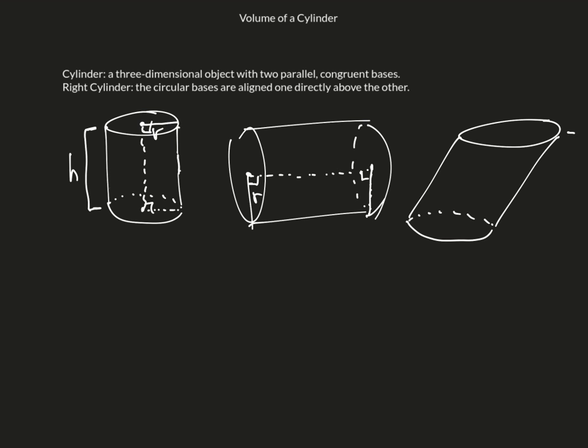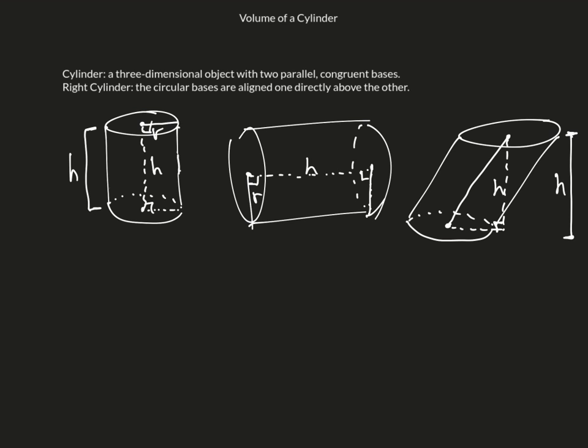Now the height is still the perpendicular distance between bases. So this would not be the height. That would be the middle, but the height, I mean, even if you did something like this, it's still got to be the perpendicular distance between bases. So this is the height here. You can show the height here. This would be the height on this one. You can show the height in there. It's the perpendicular distance between bases.